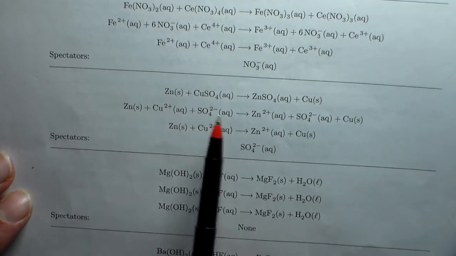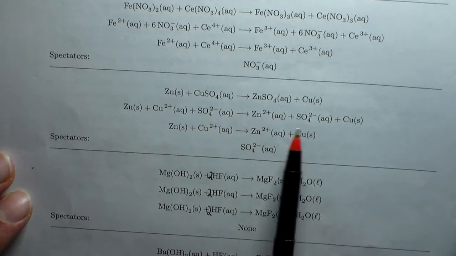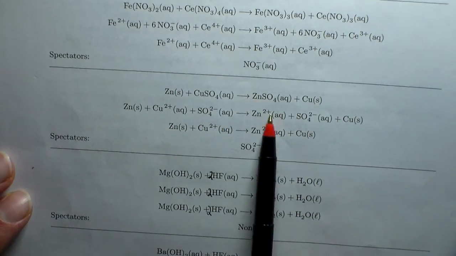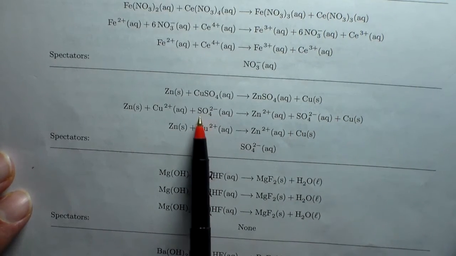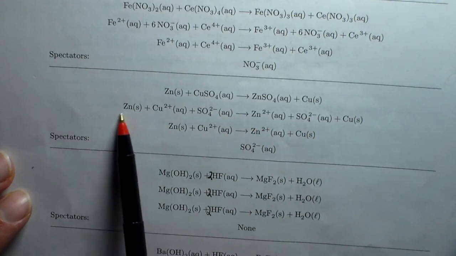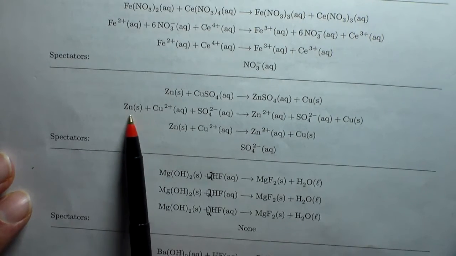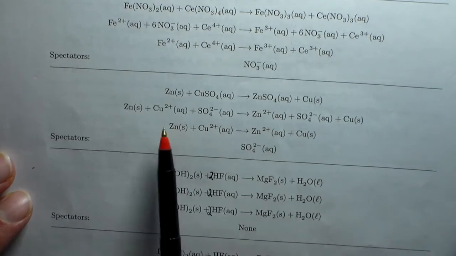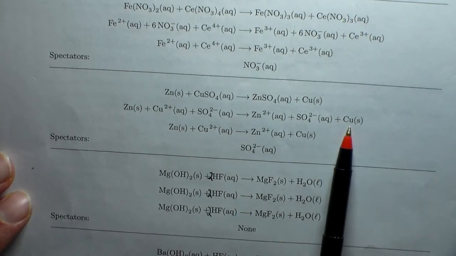So here I have my zinc solid plus my copper 2 plus aqueous plus my sulfate aqueous. That gives me my zinc 2 plus aqueous, my sulfate aqueous, and then the copper, you just leave that alone. So you can see right here, my sulfate is the same on both sides. My zinc goes here, again, watching your charges, that's zinc 0, because there is no charge on this, to zinc 2 plus, so that's obviously different. My copper 2 plus is going to copper solid, which is 0.